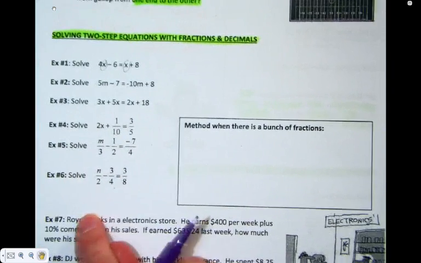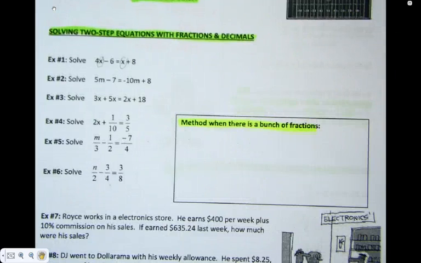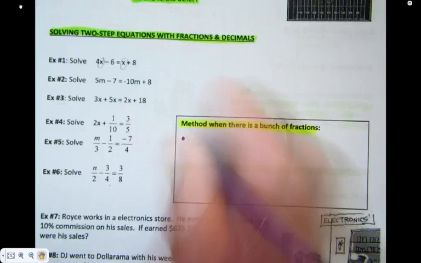So take a look at 4, 5, 6. I grouped them together because you've got many, many fractions going on. So, method when there is a bunch of fractions. One fraction, not so bad. We did those yesterday. That's where we just multiply to get rid of it. But when you have more than one, it's a little bit more hectic.